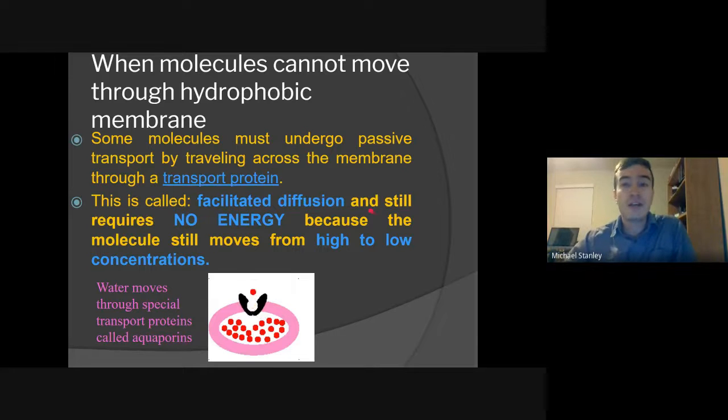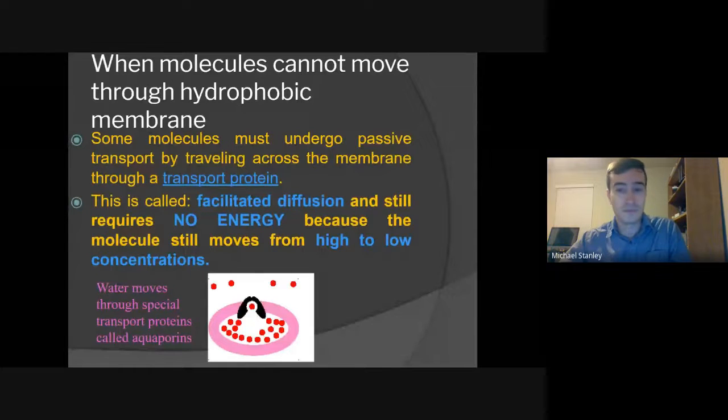It's just that they can't do it directly across the membrane, so these proteins help move them across. But they still don't need energy in order to move. They naturally want to go across the membrane, either out or in. They just need these proteins to give them, essentially, a walkway or a street to go through.